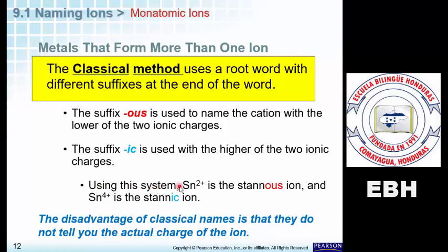Using this system, for example, you have an element with a 2 positive charge, the stannous, because we have the lower ionic charge. In this case it is 2. And you have the same symbol, in this case with a 4 positive charge. In this case it is the higher, so we're going to use the suffix IC and the last part, ion.